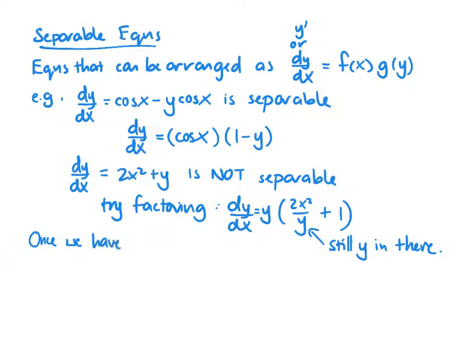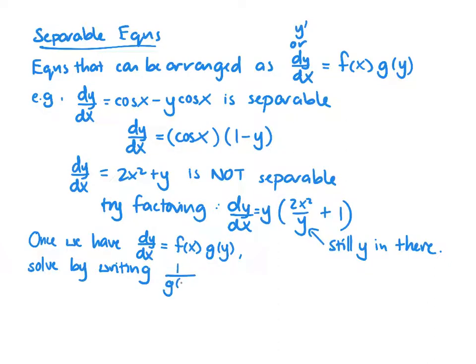Right, once we have dy by dx equals f of x g of y, we can solve by separating our variables. What does that mean? We're going to collect all the y's on one side, meaning we'll get 1 over g of y dy equals f of x dx, and integrating on both sides.